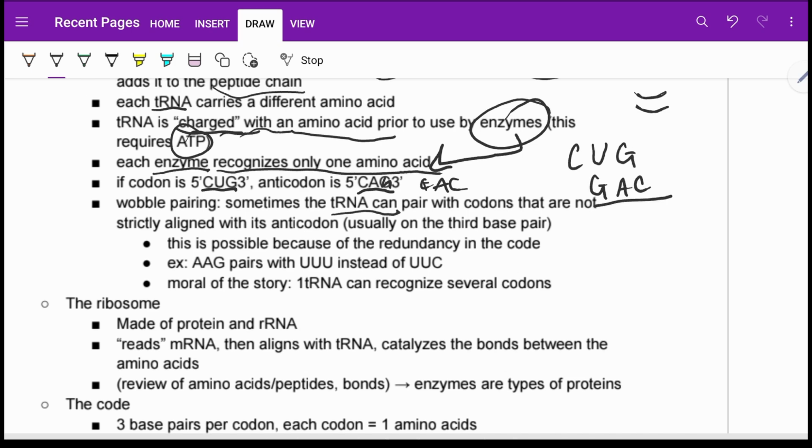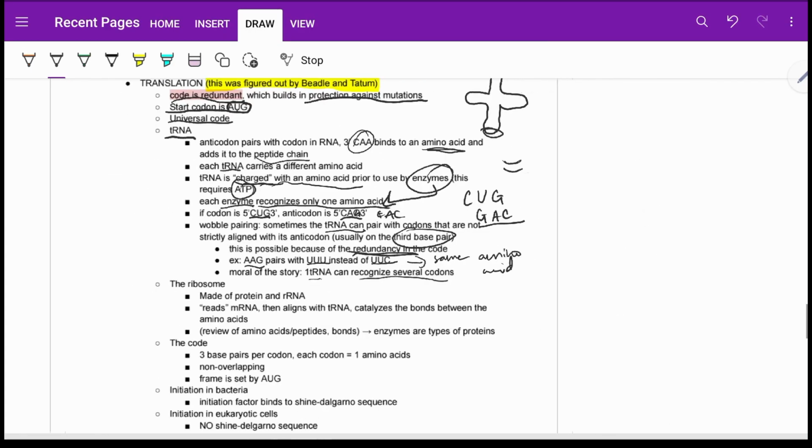There we go. Now we're going to talk about wobble pairing, which I referenced earlier. Sometimes the tRNA can pair with codons that are not exactly aligned with the anticodon on the third base pair. So this again goes back to the redundancy in the code. AGG could pair with UUU instead of UCC, and therefore one tRNA can recognize several codons. And if this happens, it could still spit out the same amino acid, which is really important. Same amino acid. Yes, so that is the tRNA overview.